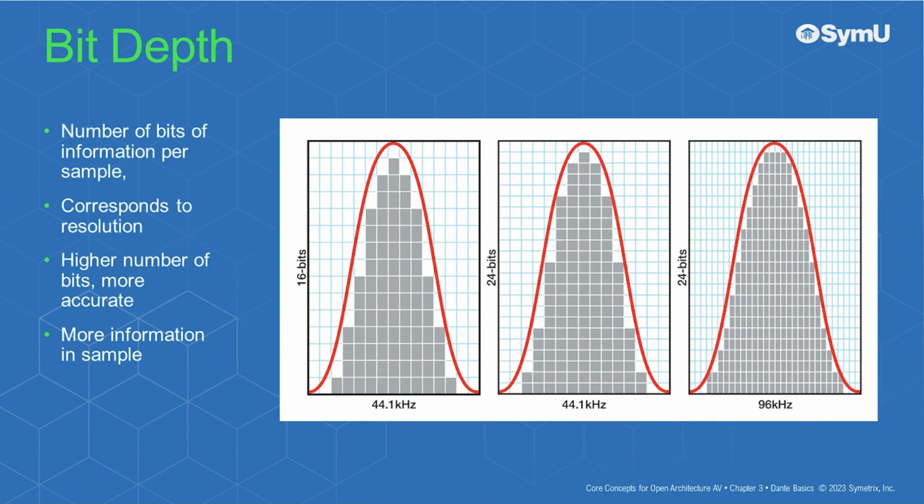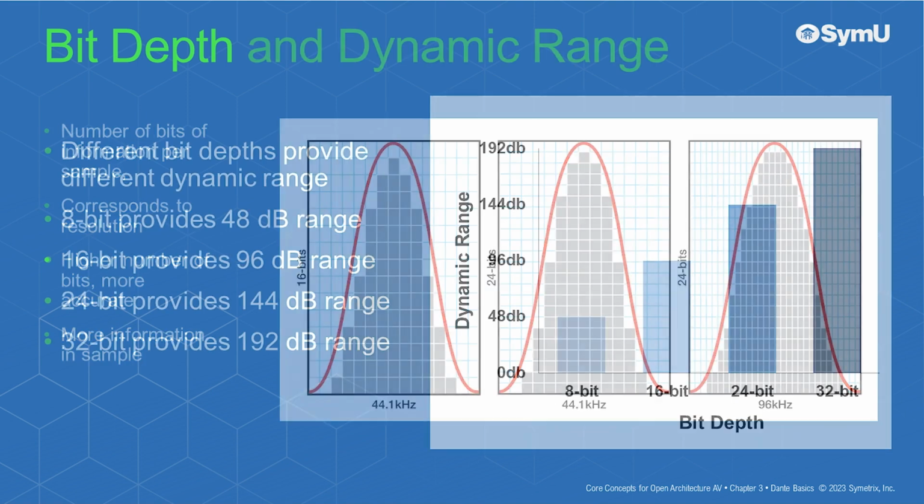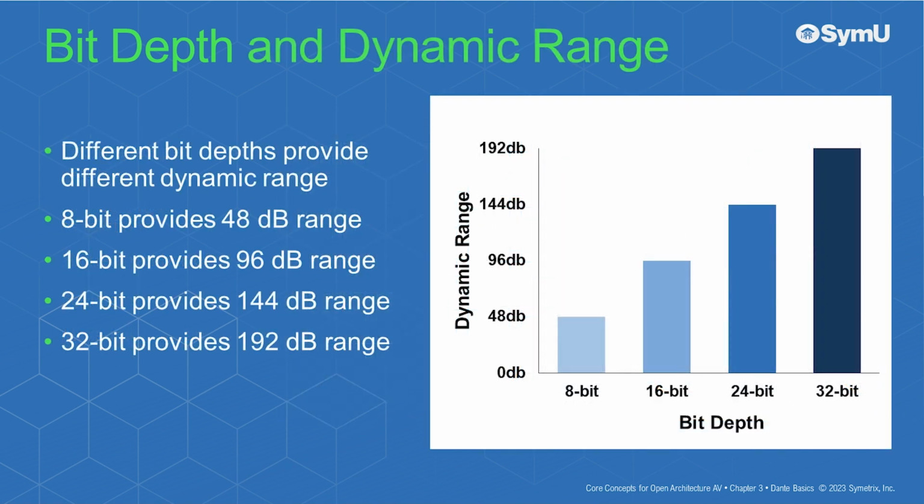Bit depth is the number of bits of information in each sample, and it directly corresponds to the resolution of each sample. The higher the number of bits, the more accurate and more information is in each sample. Different bit depths also provide a different amount of dynamic range. 8-bit provides a dynamic range of 48 dB. 16-bit provides a dynamic range of 96 dB. 24-bit provides a range of 144 dB. And 32-bit provides 192 dB of dynamic range.